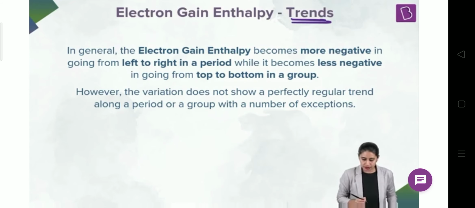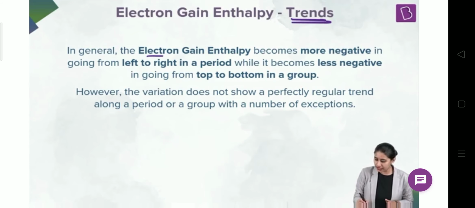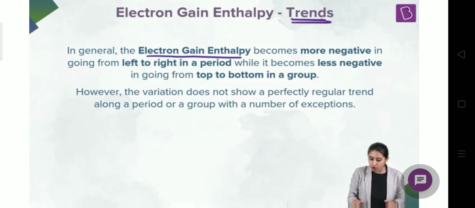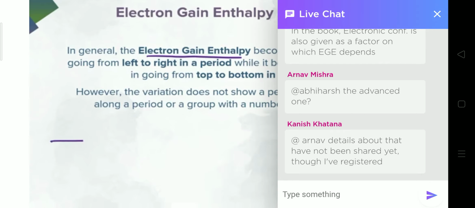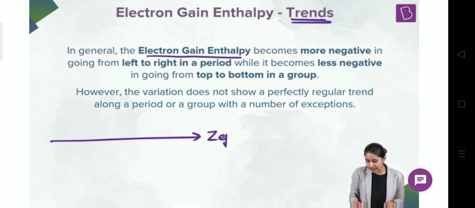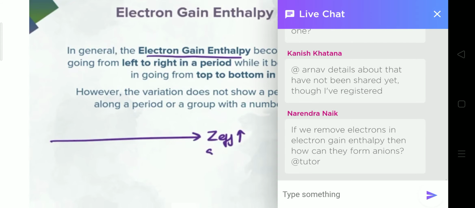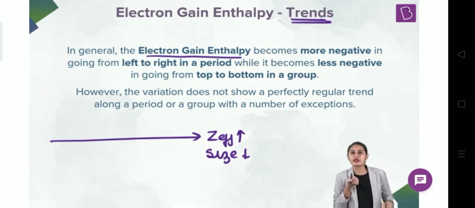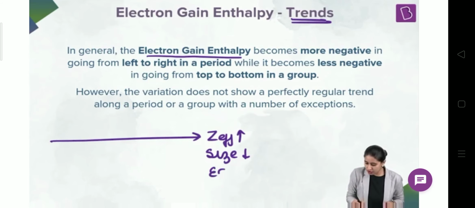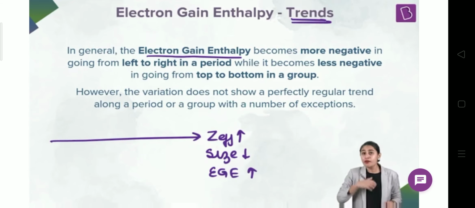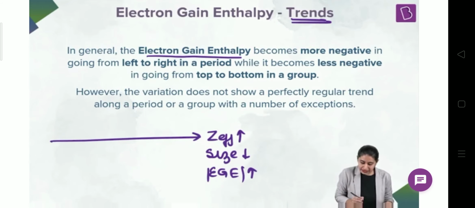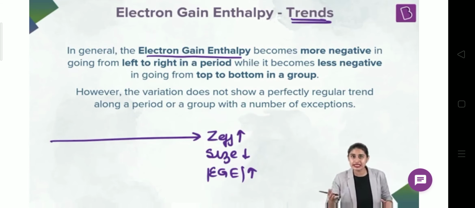The trend of it. All right, so in general, electron gain enthalpy becomes more negative going from left to right. We know that if we go from left to right, the Z effective increases and the size decreases. So we just saw that if the Z effective increases, it wants to attract an electron, it wants an electron, and hence the electron gain enthalpy should be high, more negative. The magnitude of electron gain enthalpy should be high. That means more energy should be released.